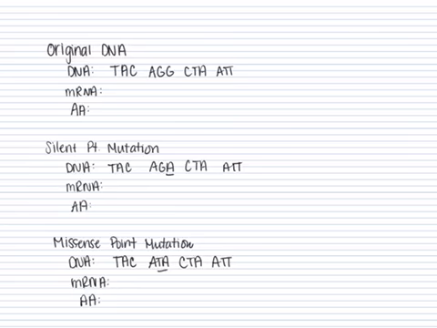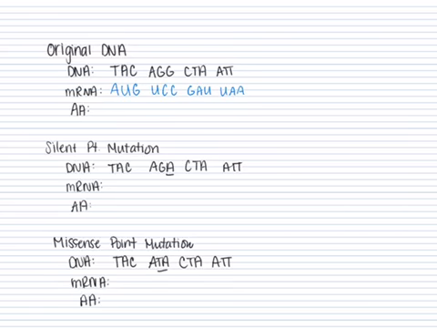So let's first look at this original DNA strand. We have to go through transcription first, so we have to make our mRNA from our DNA. So T is going to be an A, A is going to be a U, C is going to be a G. U, C, C, G, A, U, U, A, A. So we've gone through transcription. Now we need to go through translation.